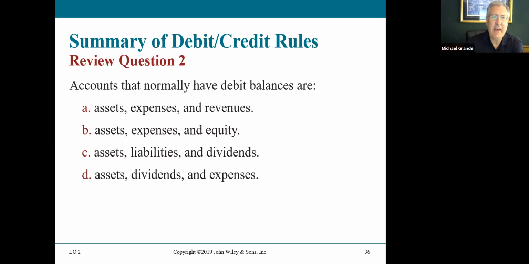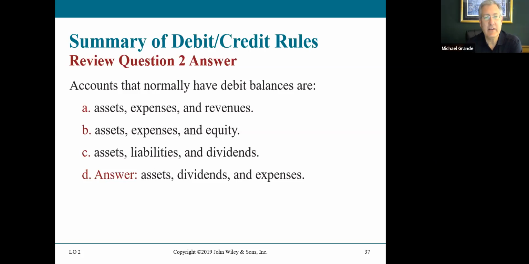Next question. Accounts that normally have debit balances. Assets, expenses, and revenues? No. Revenues have a normal credit balance. Assets, expenses, and equity? No. Equity has a normal credit balance. Assets, liabilities, and dividends? No, because liabilities have a normal credit balance. Assets, dividends, and expenses is the answer. They all have a normal debit balance.